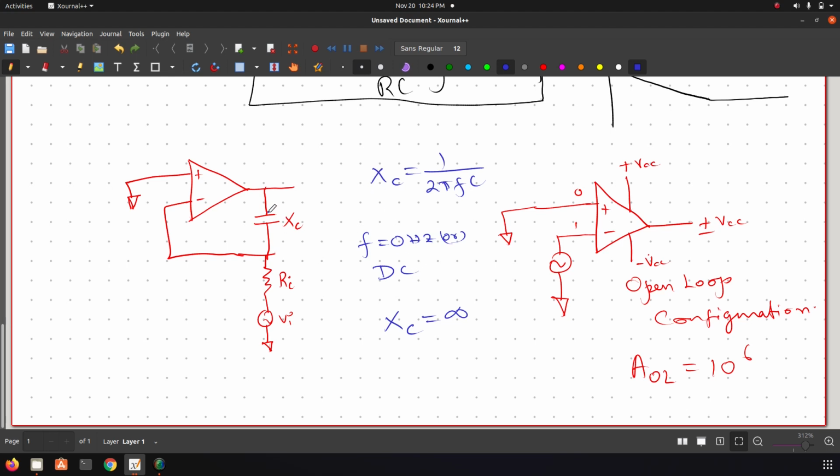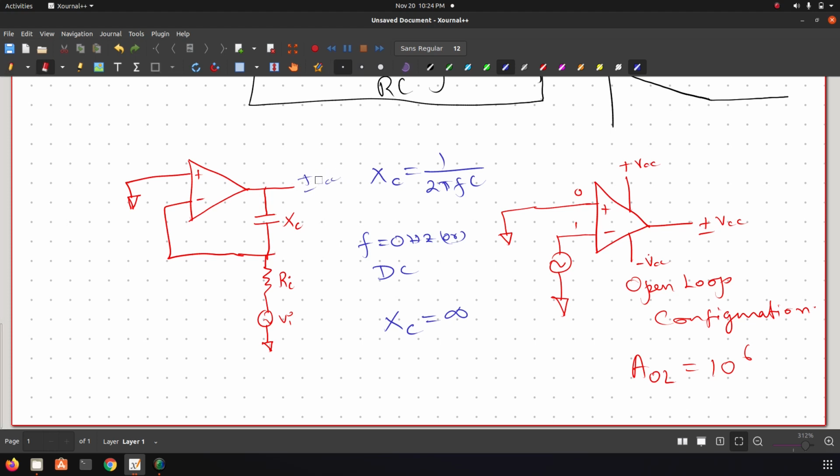What does infinity mean? It's an open circuit. There is no feedback, and this is more or less equal to the open loop circuit. In that case, the input is directly fed this way. Therefore, the op-amp doesn't do any integration or any operational process. Instead, it saturates to plus or minus VCC.